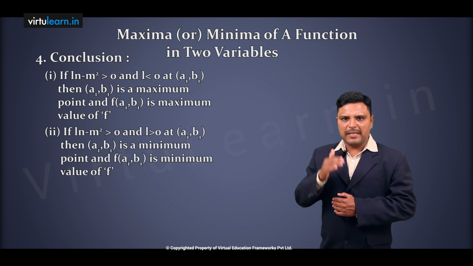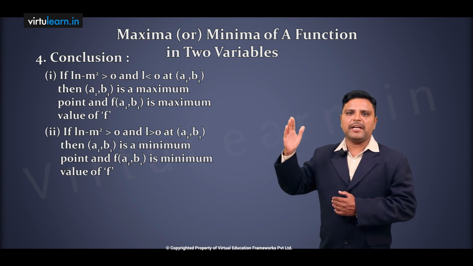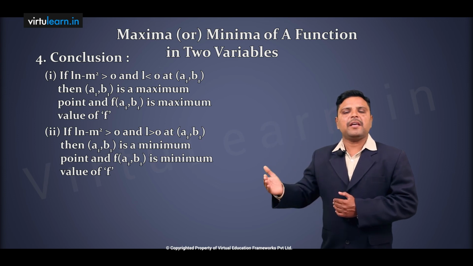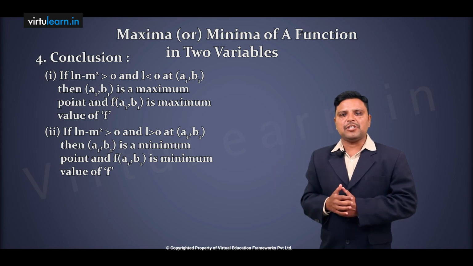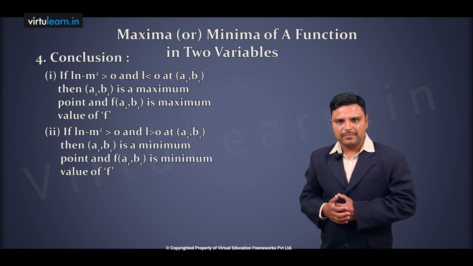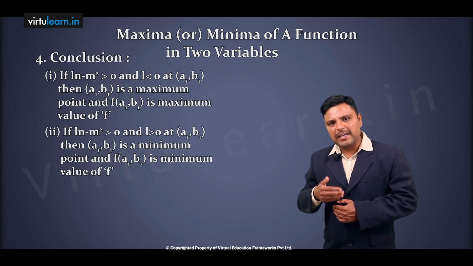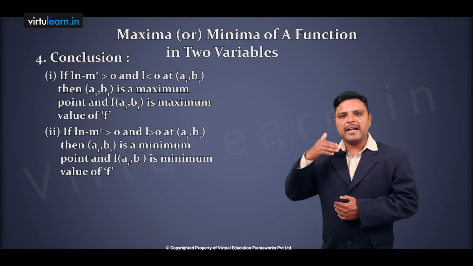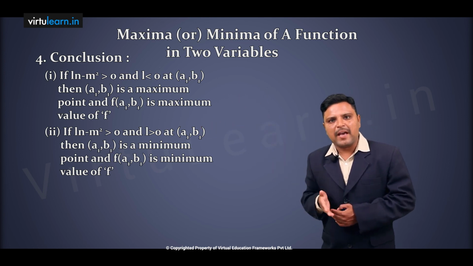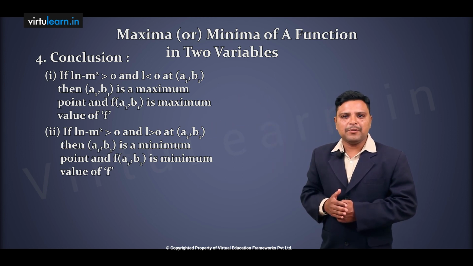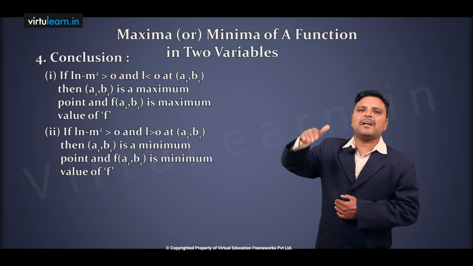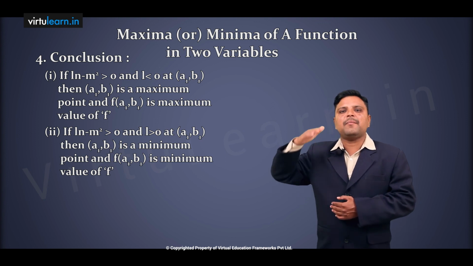Now in the second case, ln minus m square is greater than 0 at (a1, b1) and the l value at (a1, b1), if it is less than 0, then f has a maximum at (a1, b1). Once again, ln minus m square is greater than 0 and l is less than 0 at (a1, b1), then f has a maximum value at (a1, b1). Therefore, f(a1, b1) is the maximum of f.